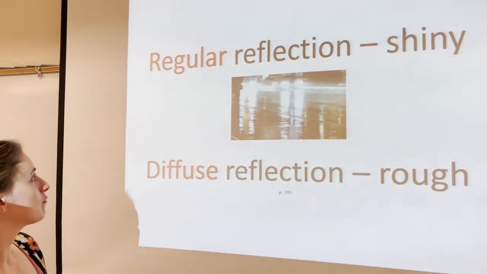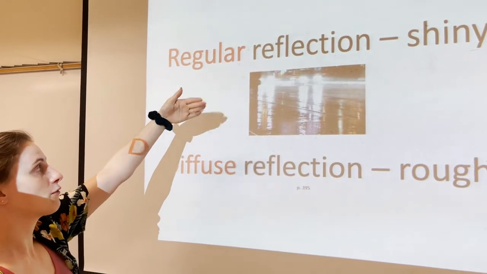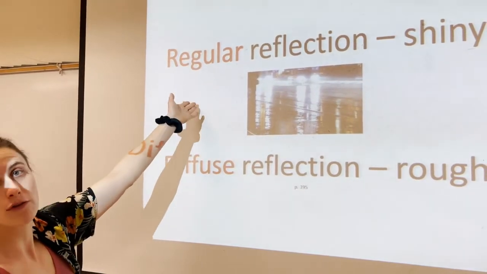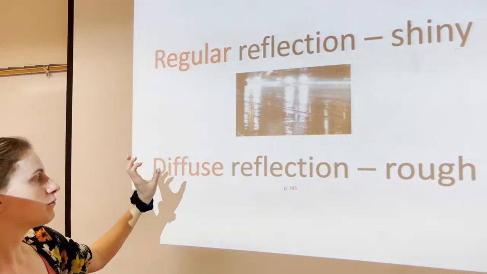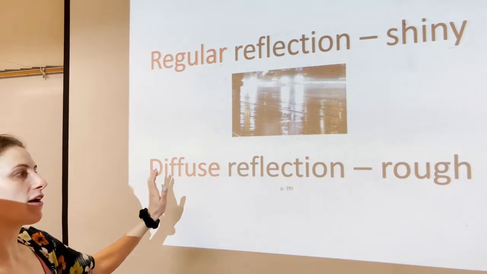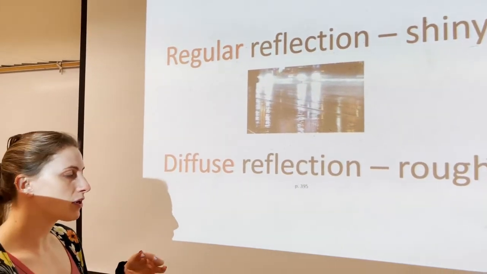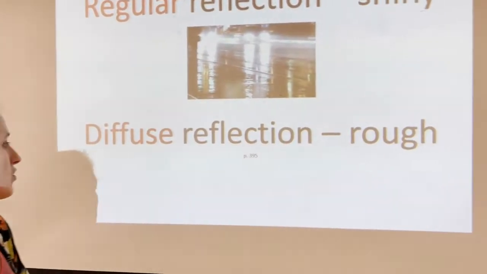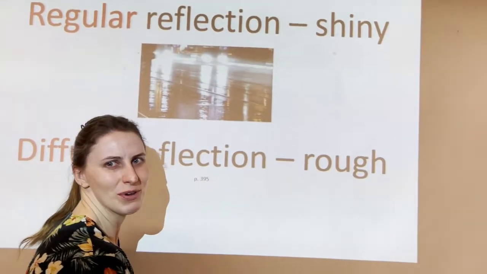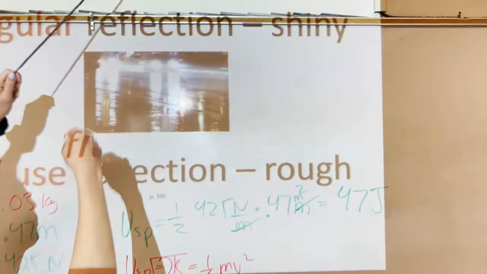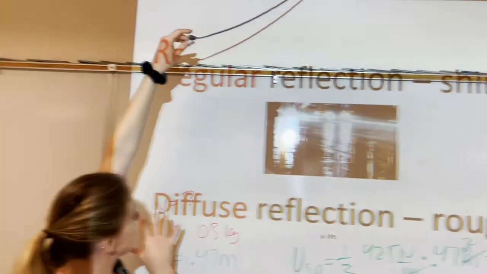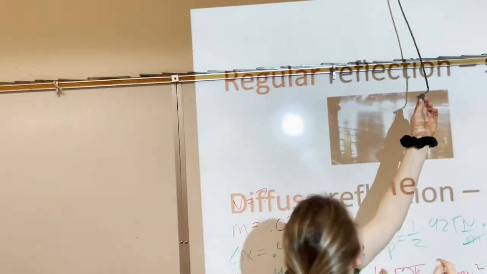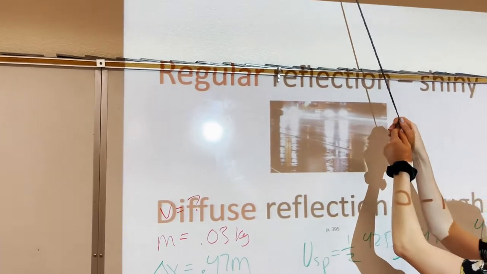A diffuse reflection, for our first two trials, we saw a regular reflection then. For a diffuse reflection, we're dealing with a rough surface. Our paper is considered a rough surface. Before you went like this, right, Mr. Morgan? Can you see that shiny spot right there? You can see the reflection.